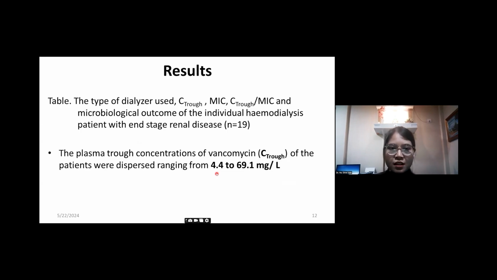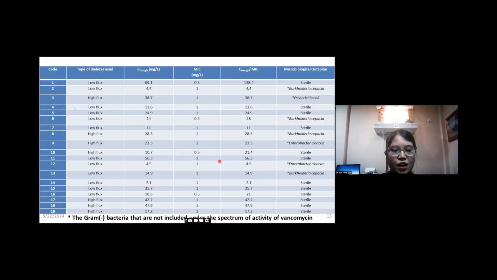Let's go on to the results. The table on the next slide shows the type of dialysis used, C-trough MIC value, and microbiological outcome of the individual hemodialysis patients with end-stage renal disease. In the second column, you can see that 12 patients use the low flux dialyzer, whereas the rest of the patients use high flux dialyzers.